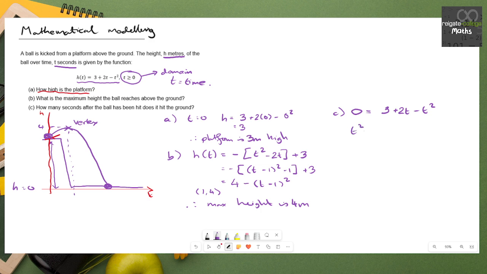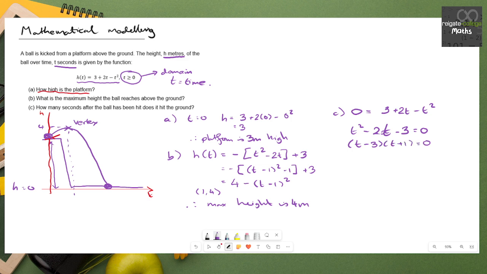Let's rearrange that to make it a little bit easier for us to solve. Whoops. That's something that students will often do by accident. Make sure you're staying consistent with your variable. So we're using t, so keep t in. And we can see that this does factorize quite nicely.